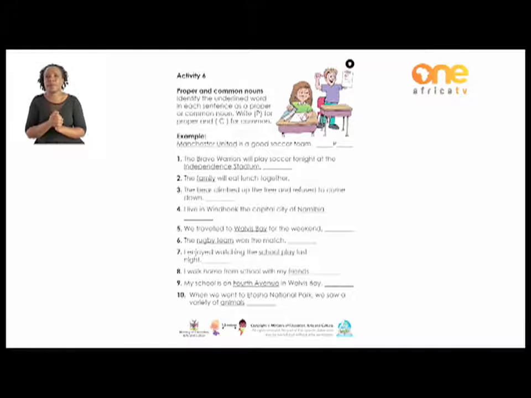Right. The next one says, the Brave Warriors will play soccer tonight at the Independence Stadium. Independence Stadium is a proper noun, which is underlined as well. So, in the space provided, you write a P as well to show that it's a proper noun. It's a specific name.